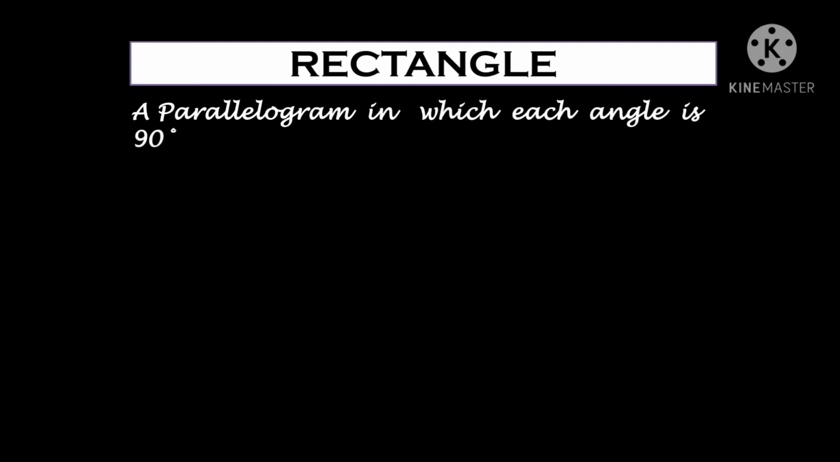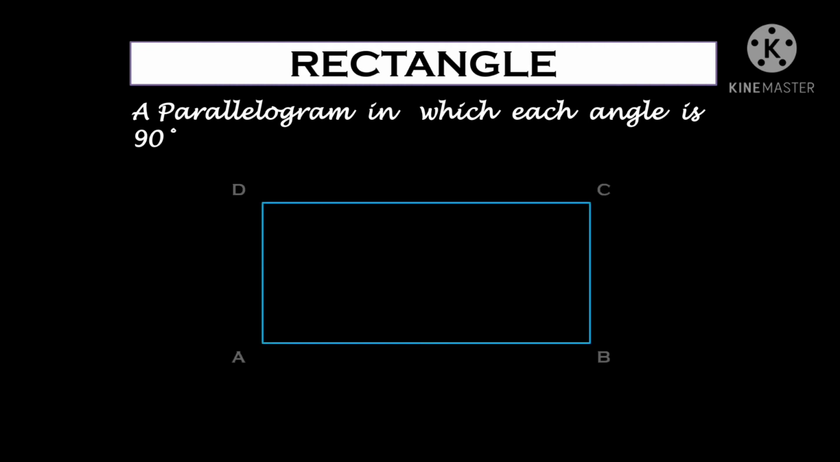Let's continue. Rectangle. A rectangle is nothing but a parallelogram in which each angle is 90 degrees. So if in a parallelogram all the angles are 90, then it becomes a rectangle. Let's consider this rectangle ABCD where you can see here opposite sides are equal, opposite sides are parallel. Since it is a parallelogram, it will follow the rules of the parallelogram. Whatever the properties of a parallelogram are there, the same properties hold for a rectangle also, but with something extra.